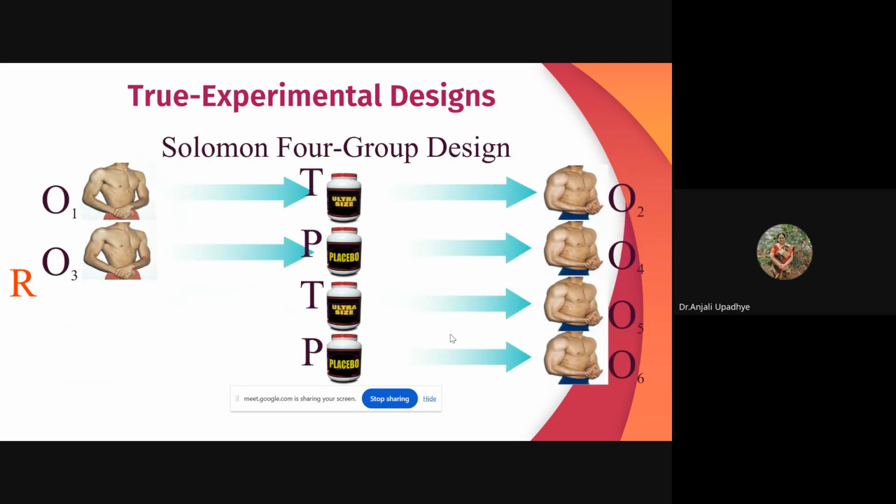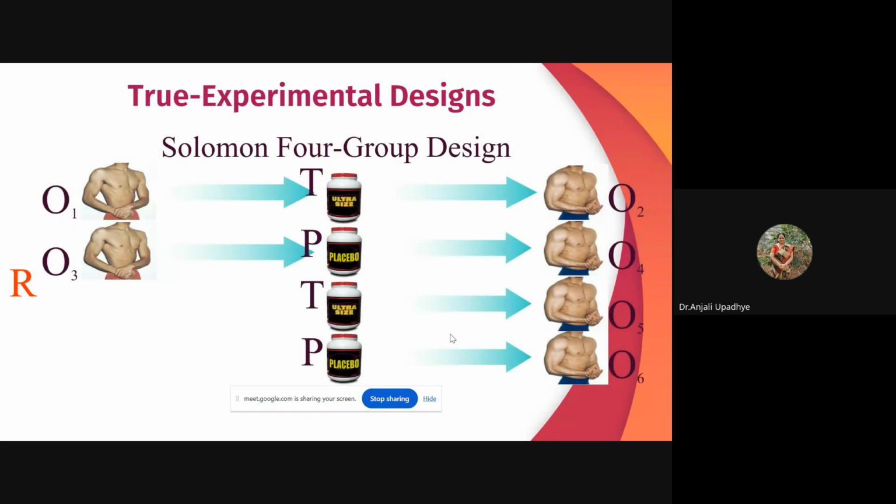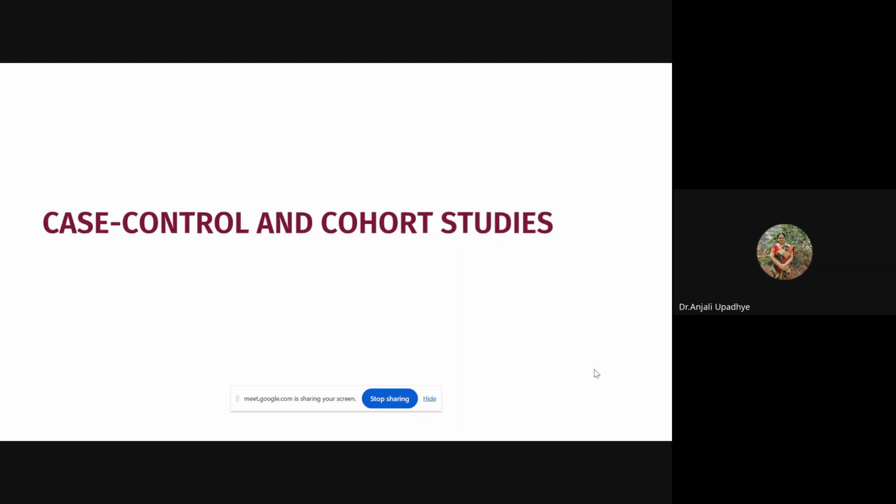Okay. Solomon 4-group comparison. You can see in the Solomon 4-group design, we are comparing O1 and O3 and O2, O4, O5, O6. So many groups have been covered and the treatment has been given. It is a Solomon 4-group comparison design. Do you have any question with this or shall we proceed further?